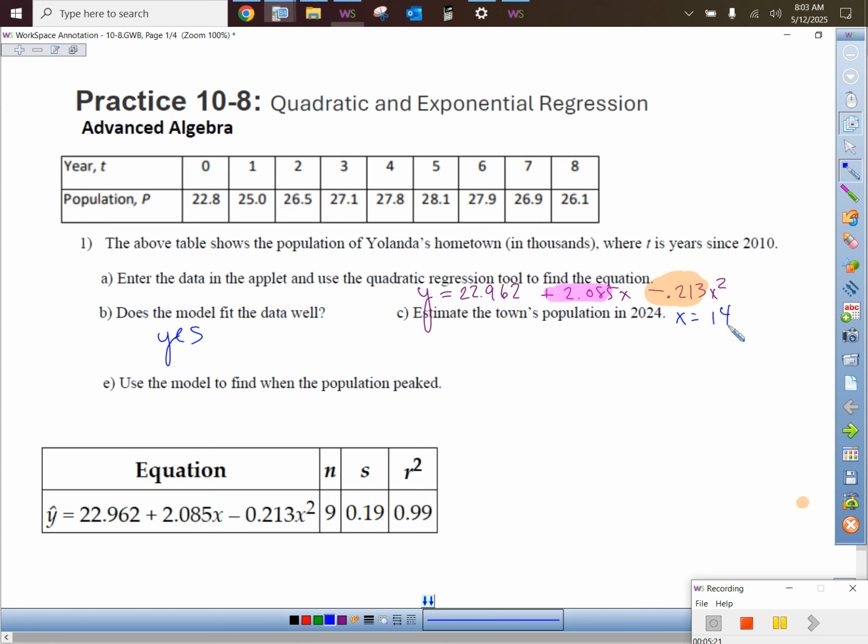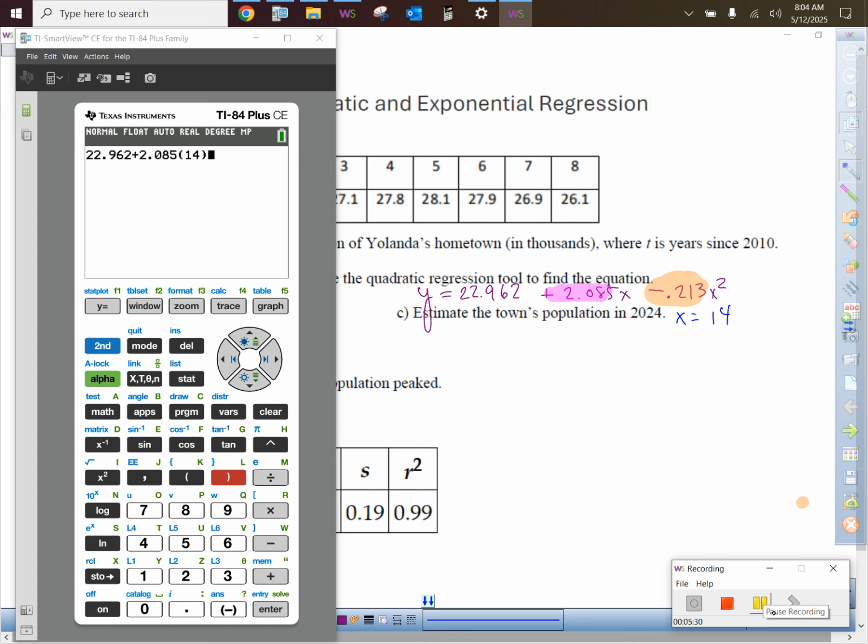So definitely a calculator day. Sorry, if you need to come get one, come get one. But let's put this into the calculator. And I'm still typing it in, minus 0.213 times 14 squared.